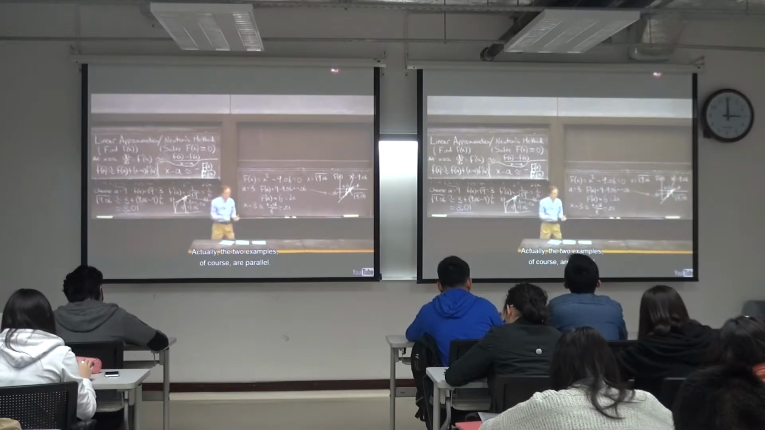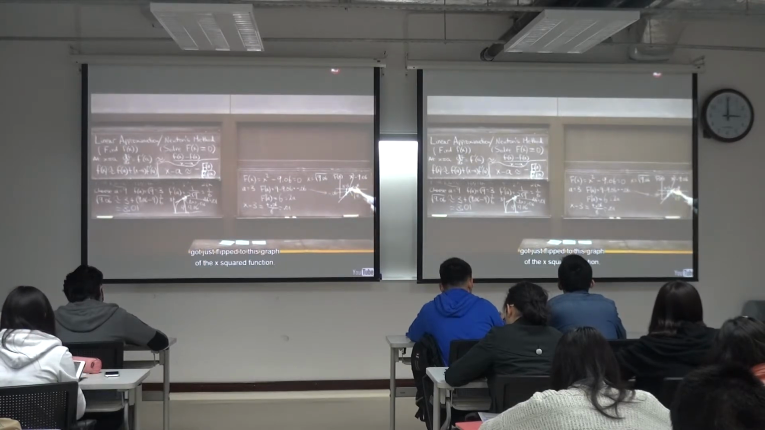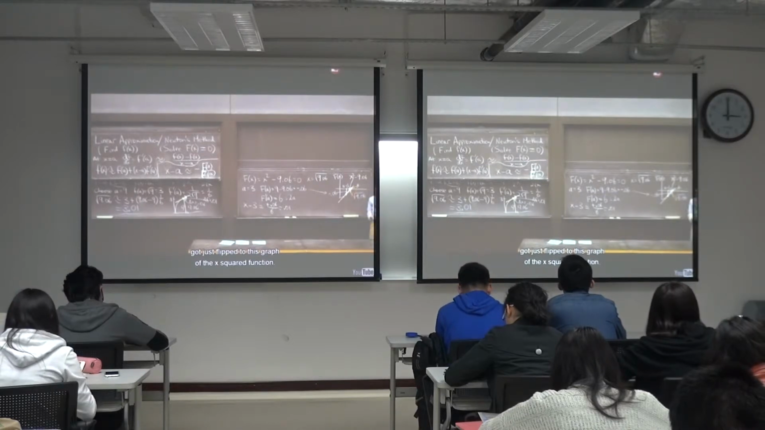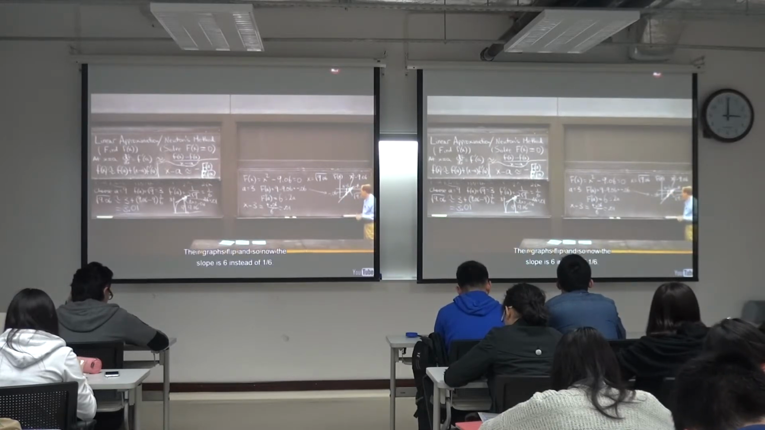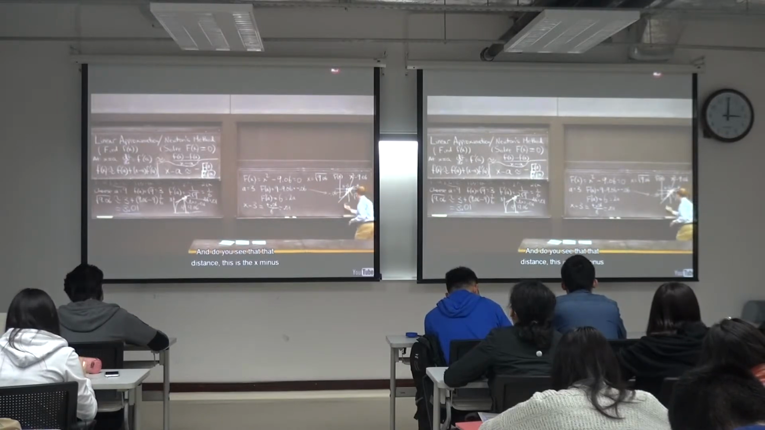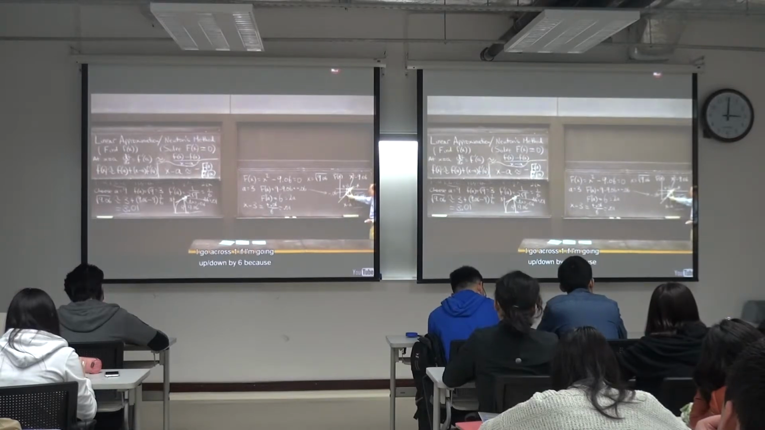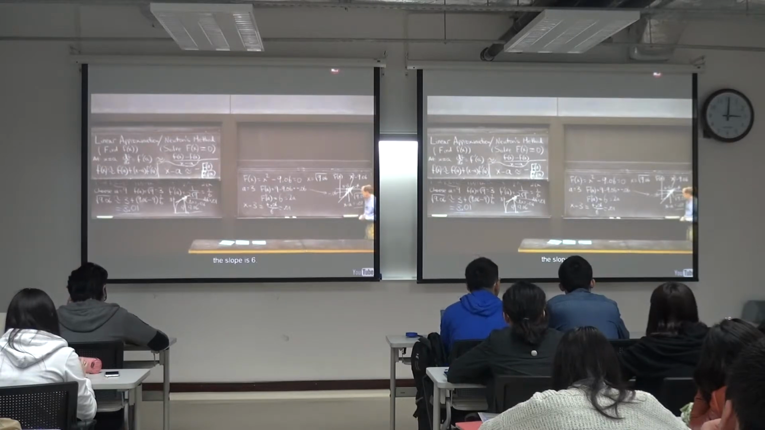Actually, the two examples, of course, are parallel in a way. The graph of that square root function just got flipped to this graph of the x squared function. The square root function and the x squared function are inverses of each other. Their graphs flip, and so now the slope is 6 instead of 1/6. And you see that distance, this x minus a distance, has to be 0.01. That's what I conclude. I go across 1, and I go up or down by 6, because the slope is 6.